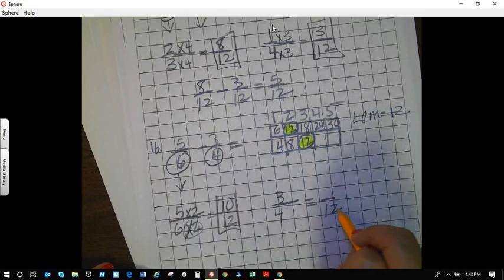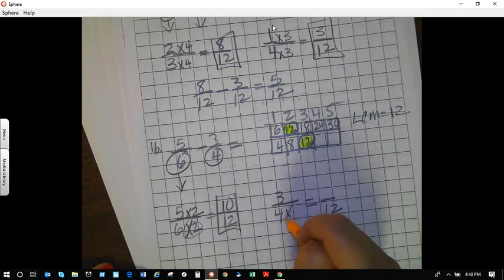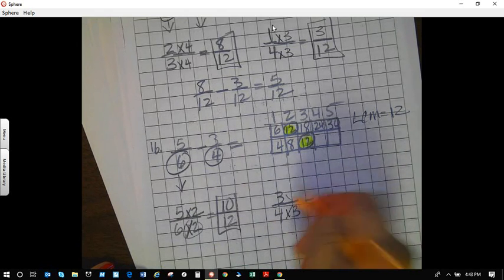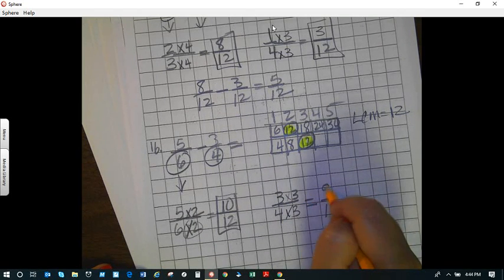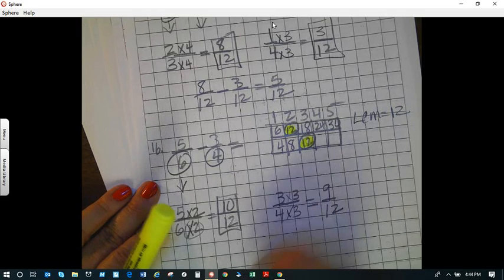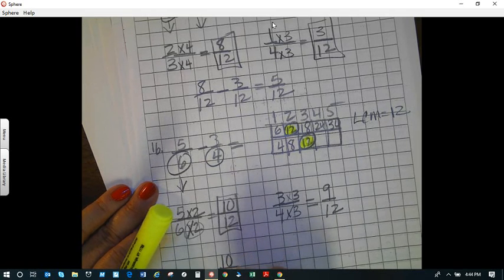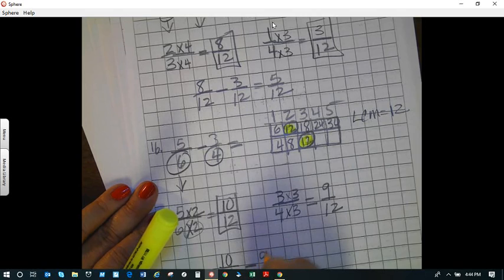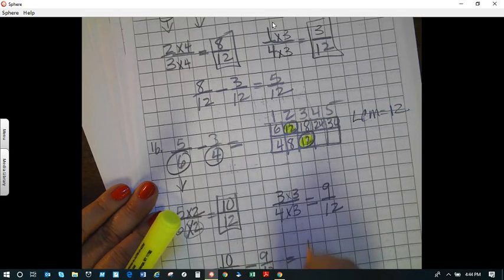I got from 4 to 12 by multiplying it by 3. Whatever I do to the bottom, I need to do to the top. 3 times 3 equals 9. Now I'm ready to subtract. 10 twelfths minus 9 twelfths equals 1/12.